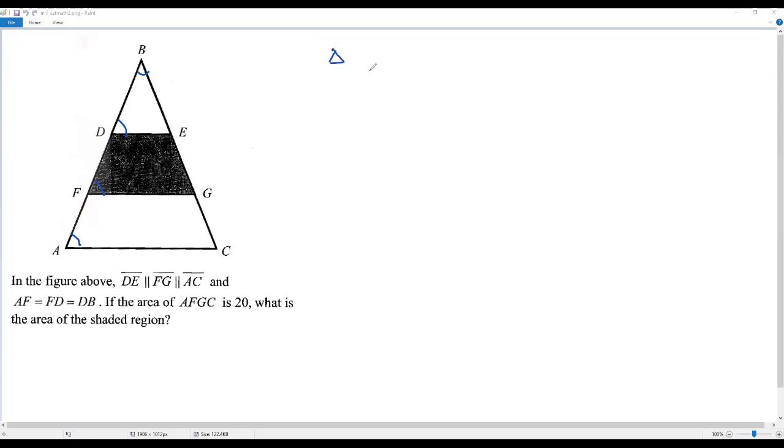Now let me write the vertices of the original triangle, that is ABC. This is the original triangle, and let me write the vertices of the smaller triangle, FBG, and now the vertices of the other smaller triangle, that is DBE. So all these three triangles are similar. Now let me assume the length of this line segment AF as just 1.